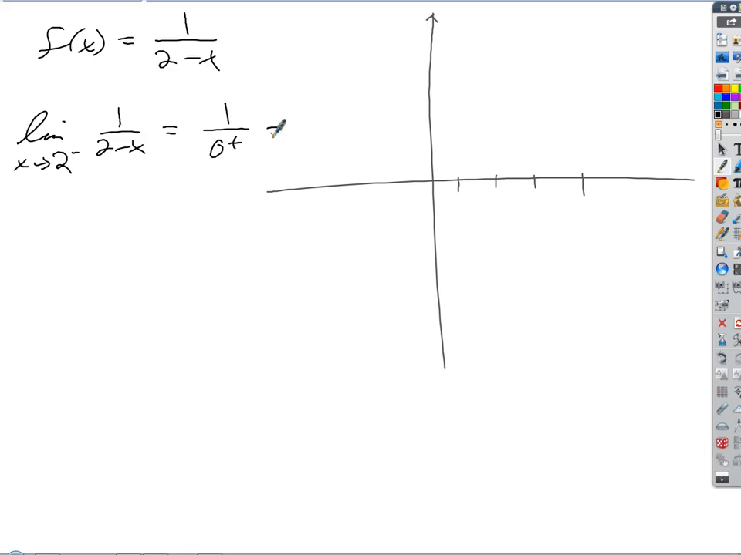Okay. So then our answer is, how do we interpret this? Well, we know we've got a constant on the top and a 0 on the bottom, so we know it's infinite. We look at the signs, positive over positive is positive, right? So we know we've got an asymptote at 2, and as we approach from the left, we know it's going up to infinity, right?